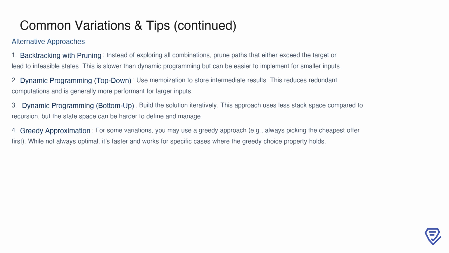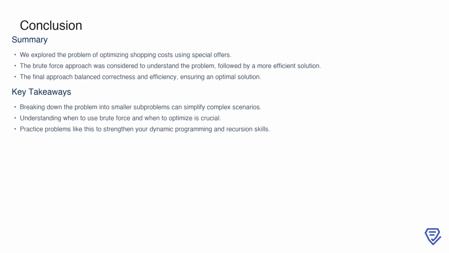Alternatively, you can use a bottom-up dynamic programming approach, where the solution is built iteratively. This has the advantage of using less stack space compared to recursion, though it can be more challenging to define and manage the state space. Lastly, there's the greedy approximation approach. In some problem variations, choosing the cheapest offer first might yield an acceptable solution. While this method isn't always optimal, it can be significantly faster and works well in cases where the problem satisfies the greedy choice property.